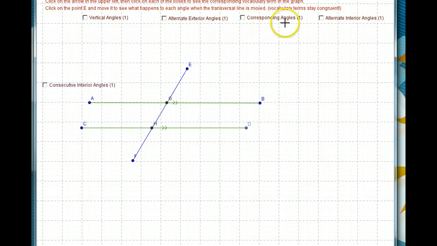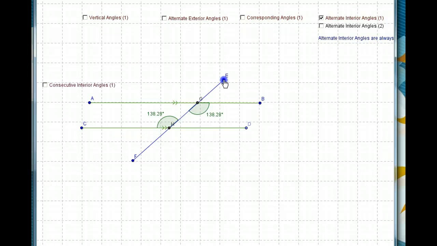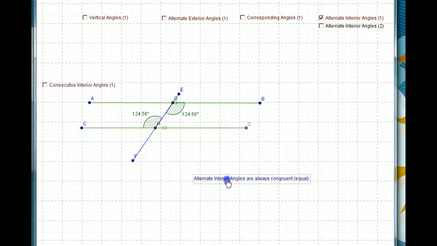Let's take a look at the alternate interior angles. Remember, they are on the opposite sides of the transversal, but in between both lines. What do you notice about that? Even as I change the angle, it looks like the alternate interior angles are always going to be congruent. Okay? That's good to know.